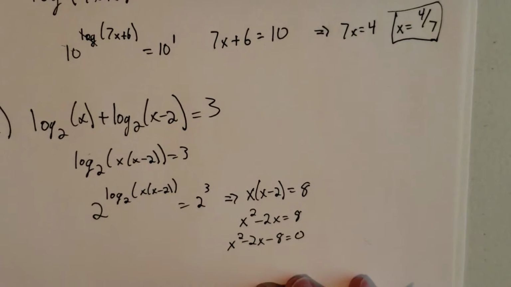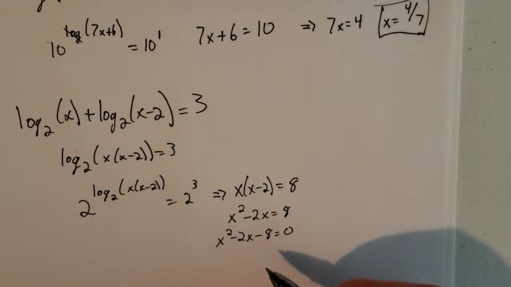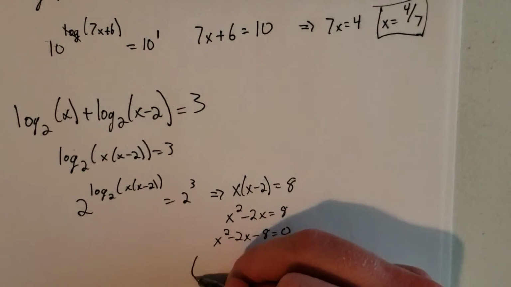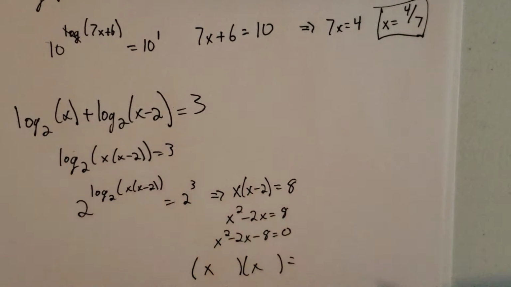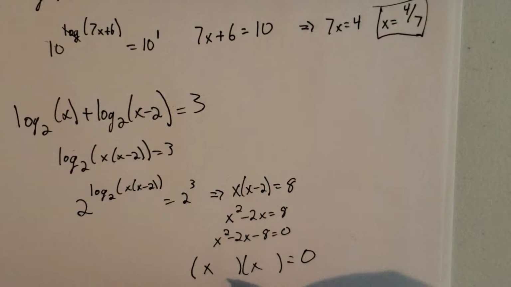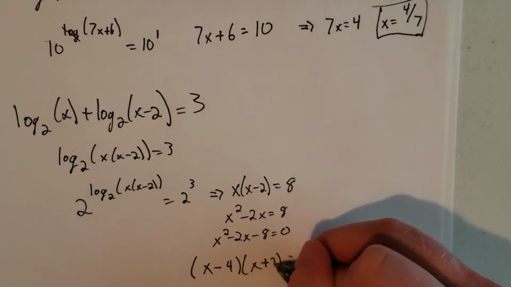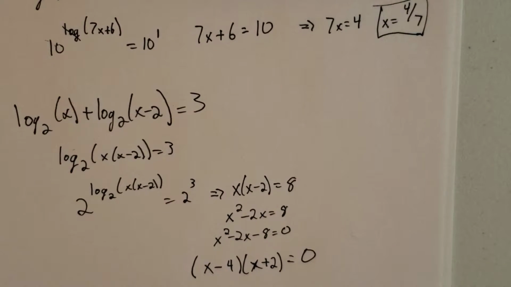And here we have a quadratic equation we want to solve. We may notice that x squared minus 2x minus 8 is factorable into the form x plus or minus something. All right, what do we need? We need two things to multiply to be negative 8 and add to be negative 2. Well, we notice that negative 4 and positive 2 will satisfy those conditions.